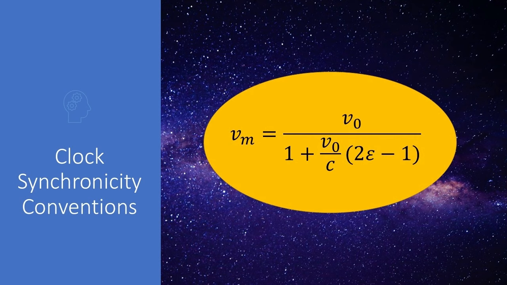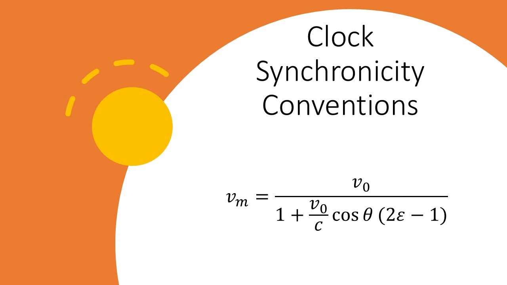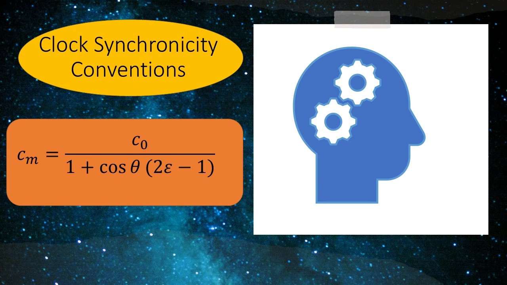This is the formula for the radial measured velocity with regard to the radial proper velocity, generalized for any clock synchrony convention. This is the formula for measured velocity with respect to proper velocity, generalized for any angle and any clock synchrony convention. Here is the formula adjusting between the proper speed of light and the measured speed of light, generalized for all clock synchrony conventions.